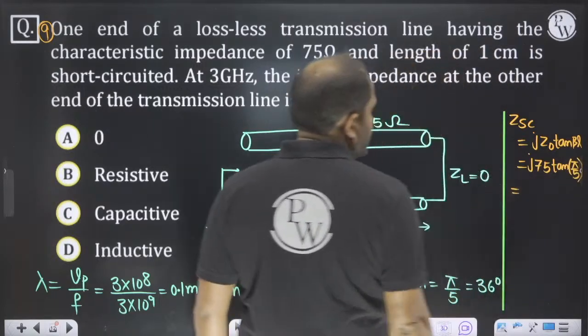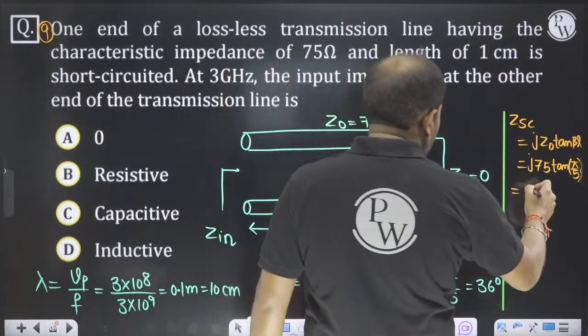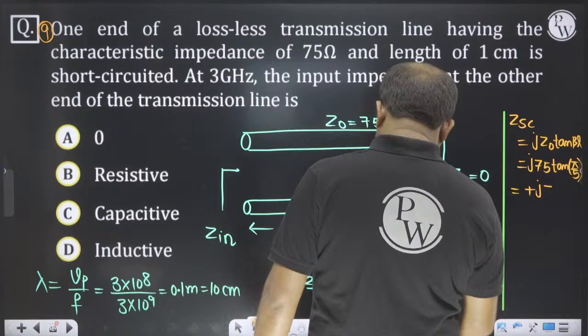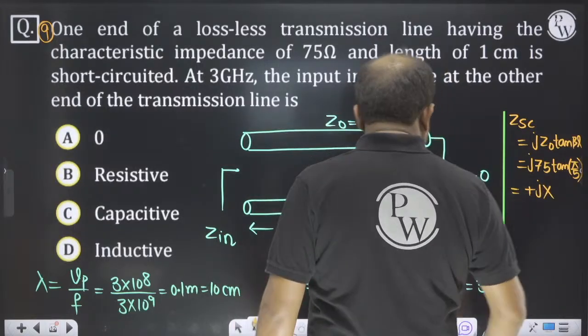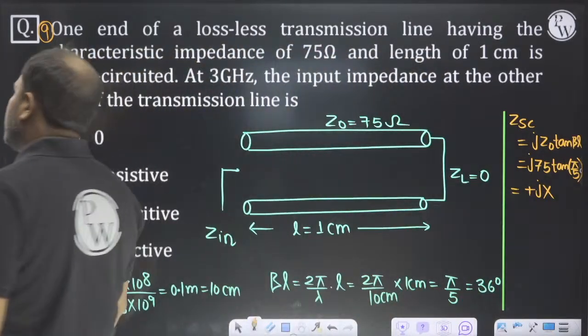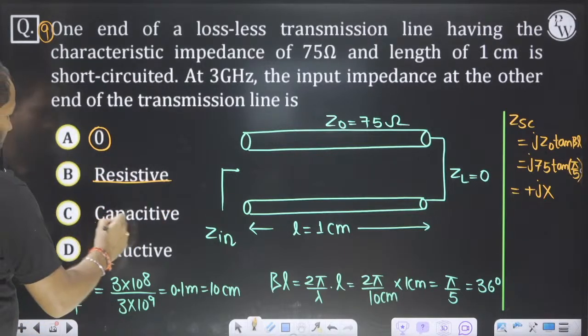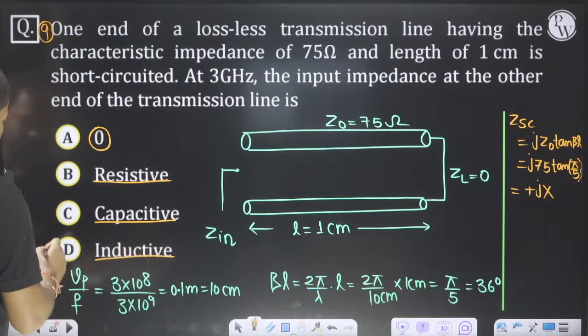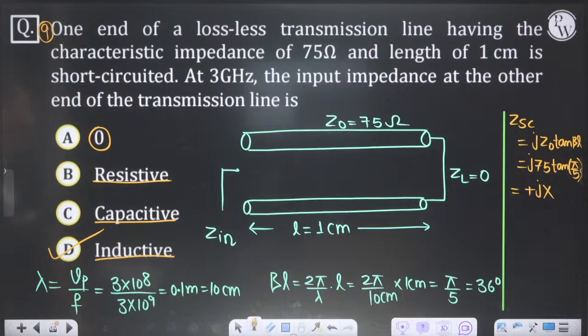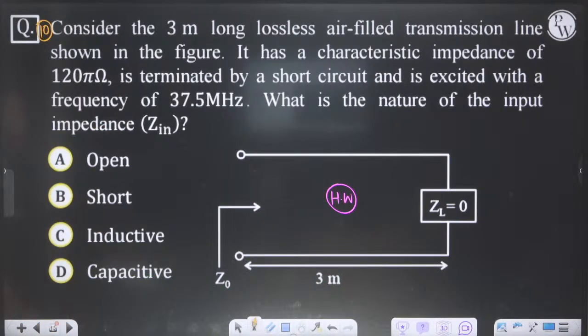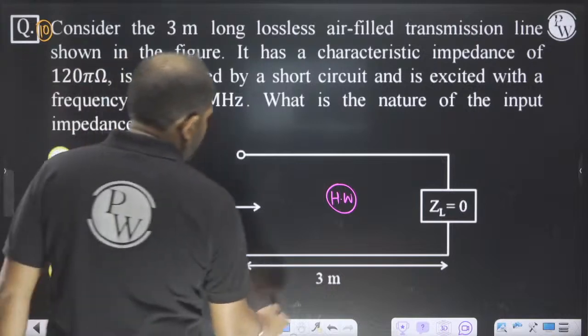So tan 36 degree is positive, so it will be plus jX. Zero, no. Resistive, no. Capacitive, no. Inductive, yes. So our answer will be plus jX. That means it will be inductive. Simple question, you can give the answer easily. I have given this question in homework, so you should try this.